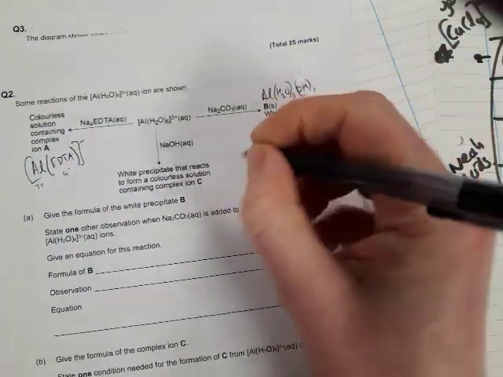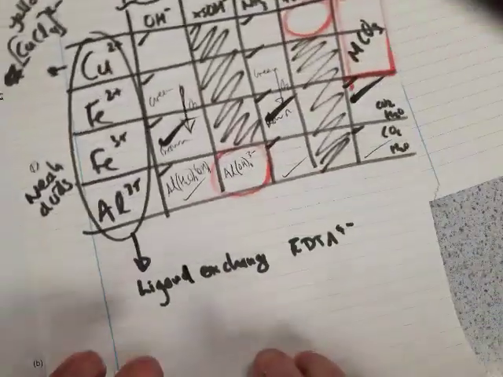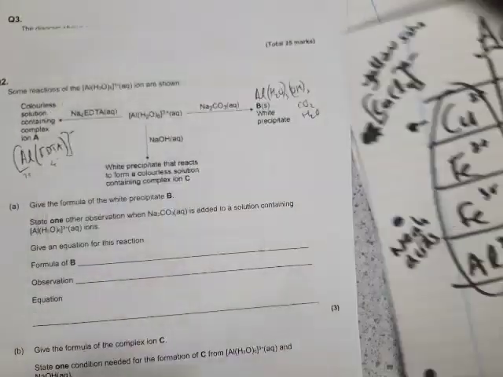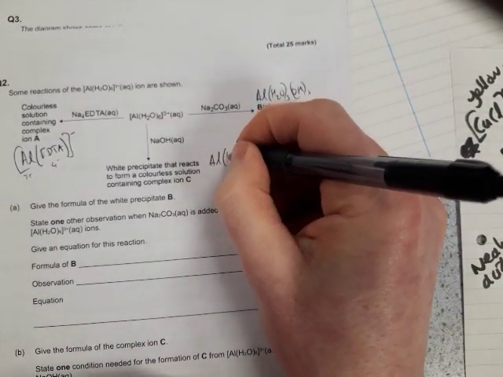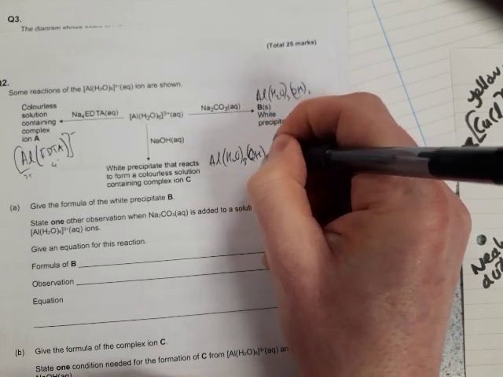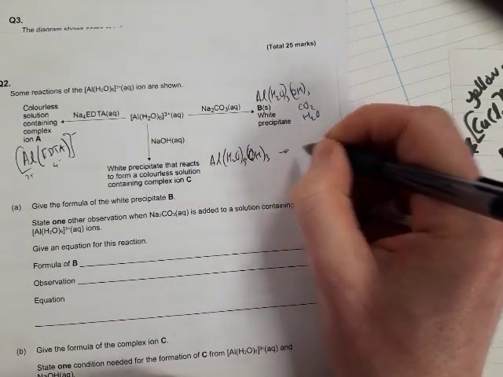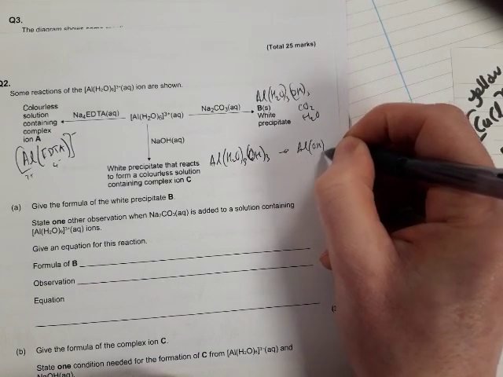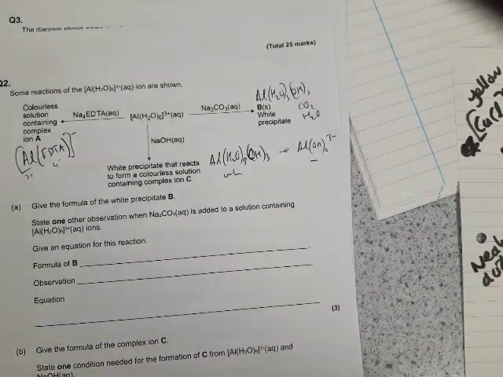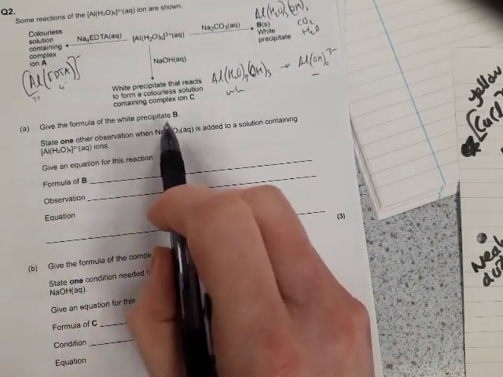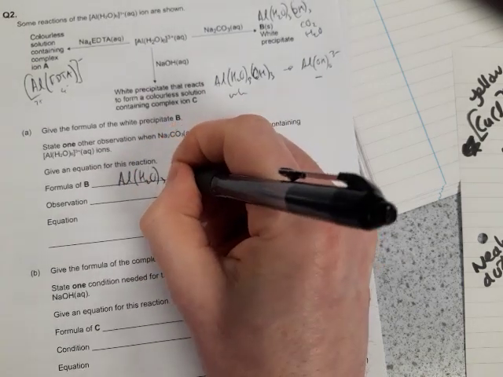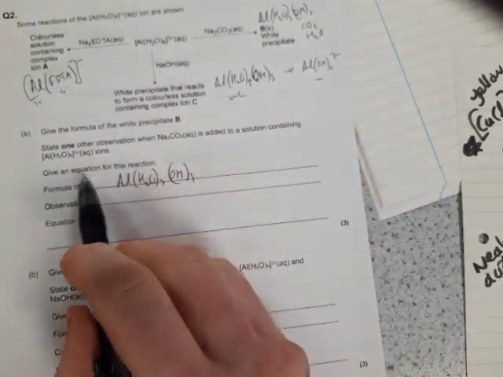Aluminium with hydroxide. Well, if you look at aluminium with hydroxide, it'll make that precipitate first and then it'll go on to make this. So it'll make Al(H2O)3(OH)3 first, and then it'll go on to make Al(OH)6 3 minus. White precipitate, colourless. Right, give the formula of the white precipitate B. I've done that already. Al(H2O)3(OH)3.